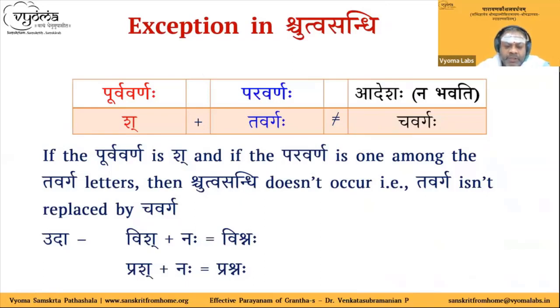For example, vish plus naha will be vishnaha, samyuktakshara only. Suddenly you will not get some other adesha there for the shakara. Prashnaha, there also you don't have an adesha. This is one exception. Sandhi here does not occur.